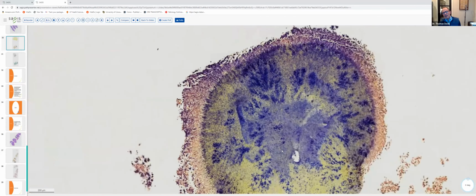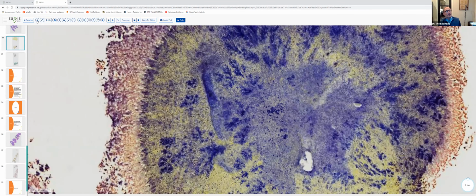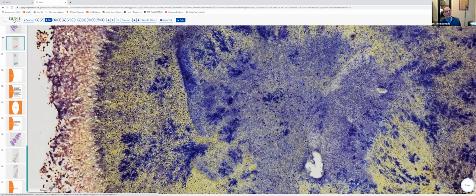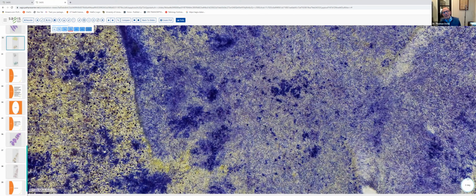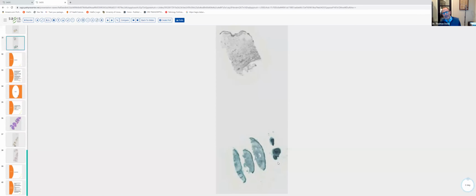reveals, let's zoom in here. I'm going to see if I can get us on a little bit higher power. Numerous gram-positive filamentous bacteria making up this grain. I think you can appreciate them in these sections. They were actually highlighted a little better with a GMS stain.